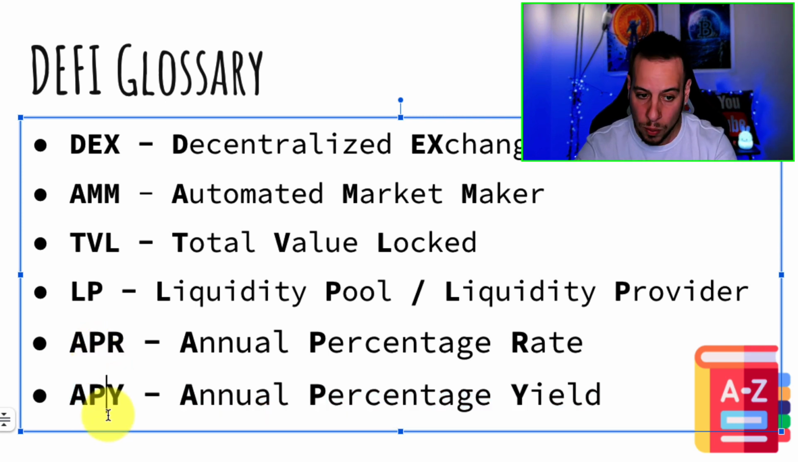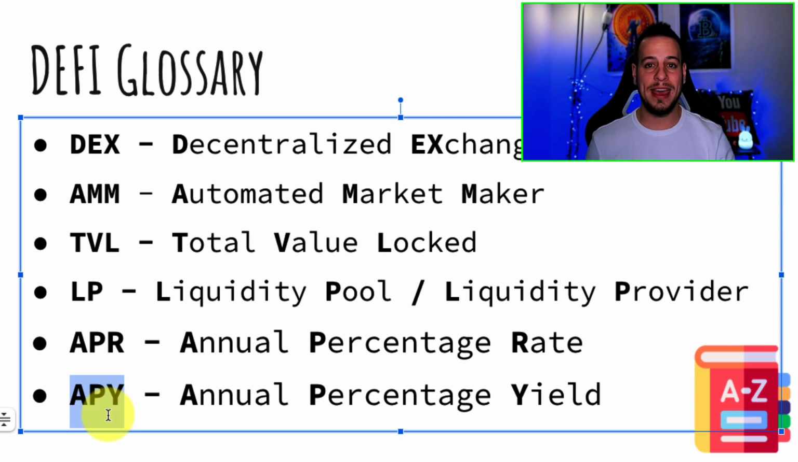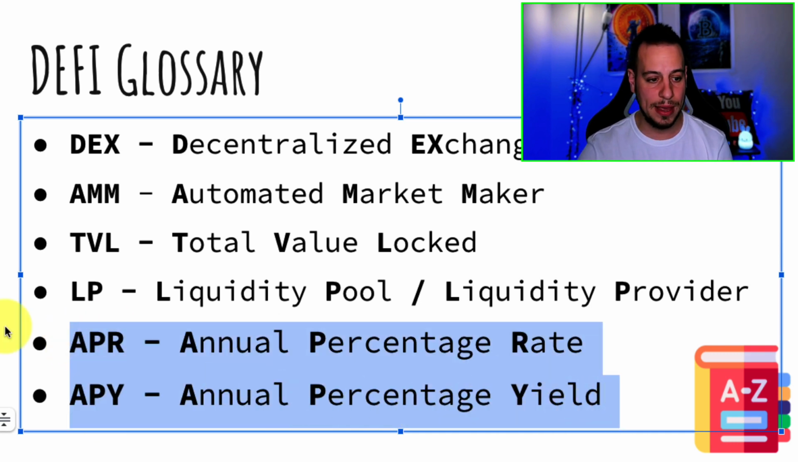So the APY will always be higher than the APR, and it will depend on the APR, of course, and on the time at which you compound your yield. If you compound it every day, of course, it will be higher. If you compound it every month, it will be lower, because your interest is working for you again and again. So this is the difference between APR and APY.